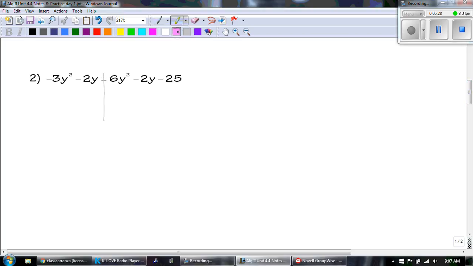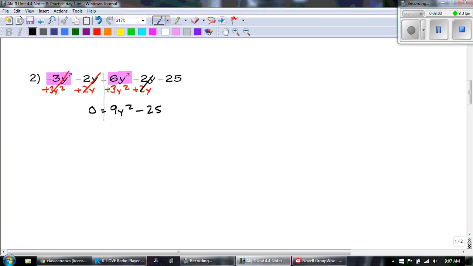So number 2, same thing. I'm looking at my leading coefficients to see which one is smaller, because the one that's smaller is the one that we move. The one that's bigger stays. So I'm going to add the 3y squared and the 2y. Everything on the left side cancels, and I'm left with 0 equals 9y squared. The negative 2 and the positive 2 cancel, and I'm left with negative 25.